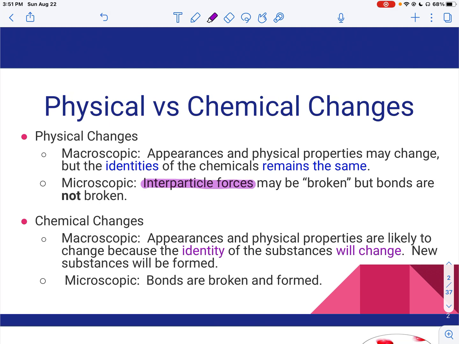Chemical changes, something new is being formed. Okay, that is the telltale sign. So on the microscopic level, what's actually happening is bonds are being broken and then they're being formed. The bonds that make up our reactants are being broken, and then new bonds are being formed to make our products.